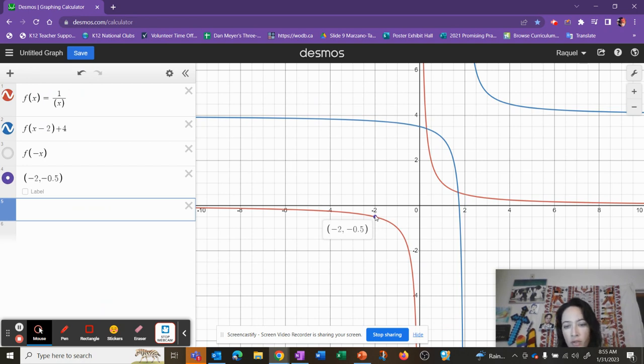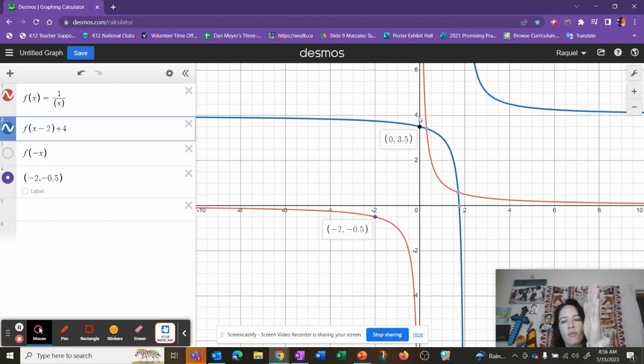Negative 2.5. So we're going to go to the right 2 units, 1, 2. We're going to go up 4, 1, 2, 3, 4. And algebraically, you can see that negative 2 plus 2 is 0. Negative a half plus 4 is 3.5. So over 2, up 4.